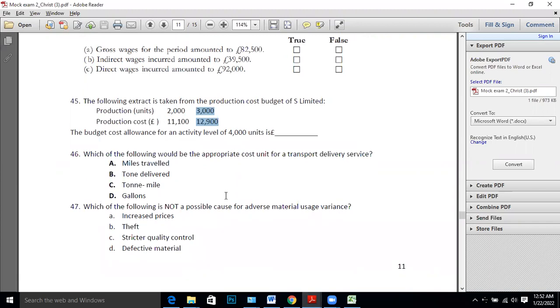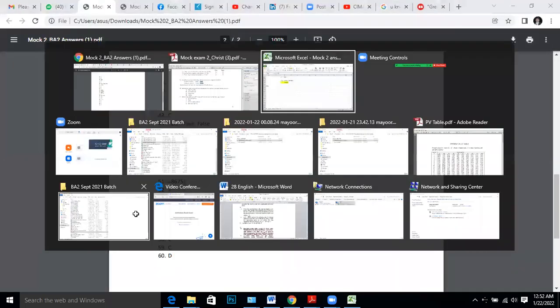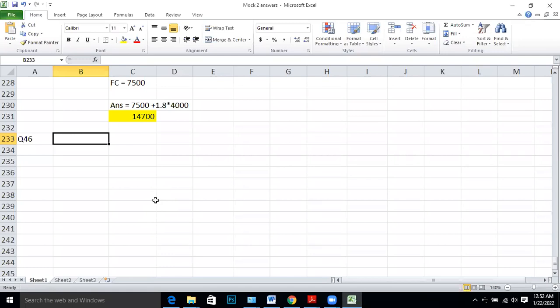Which of the following would be appropriate cost unit for a transport delivery service? I think I explained this earlier. Also, ton mile. You can measure the weight as well as the distance. Ton mile, option C. Question 47.